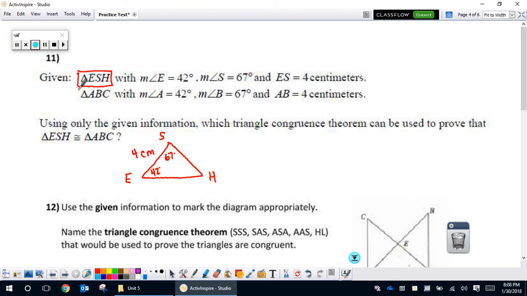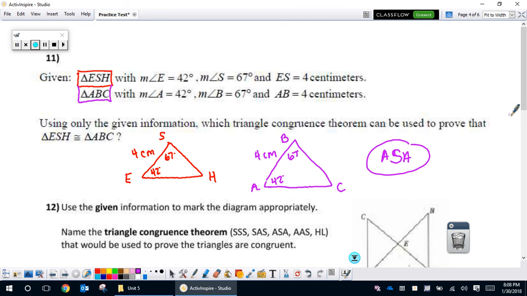Alright, and they want that to be congruent to triangle ABC. So I'm just going to line up my letters to make sure A is in the same place as E. Okay, 42 degrees, 67 degrees, and 4 centimeters. So right off the bat, we know we have two angles. And if you look, your side is actually in between those two angles. So we have to use angle, side, angle.